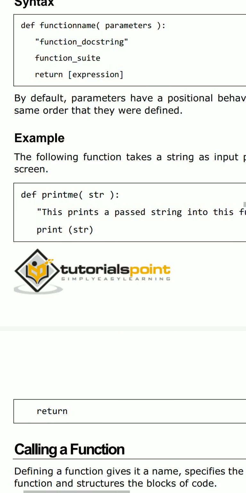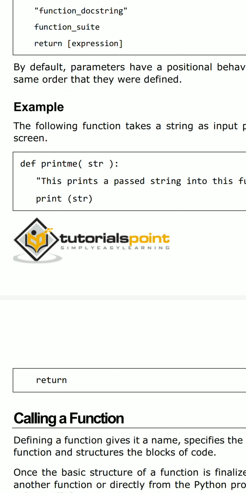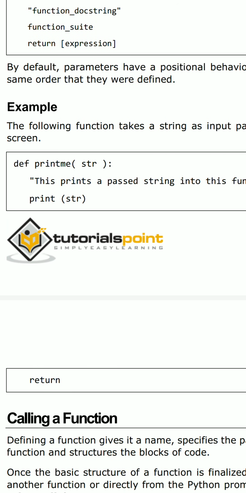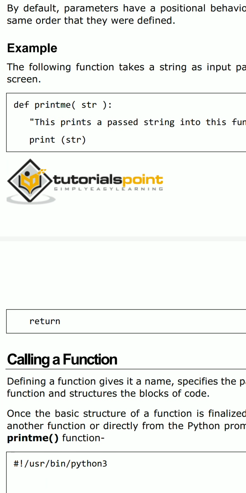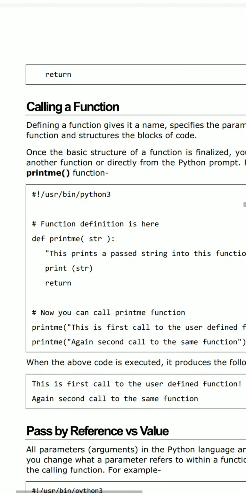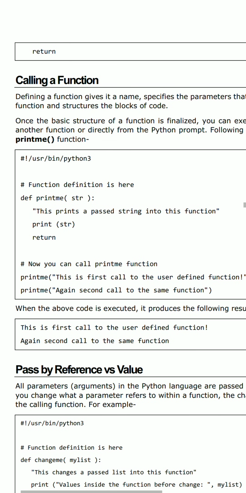So consider the following example. Here is printme, with a parameter str of string type. It prints a statement on the output screen, that is, it prints the str onto the output screen, then returns some value. As it is not a void function, it has a return type. That is about the function, how we define a function, and the syntax of the function.